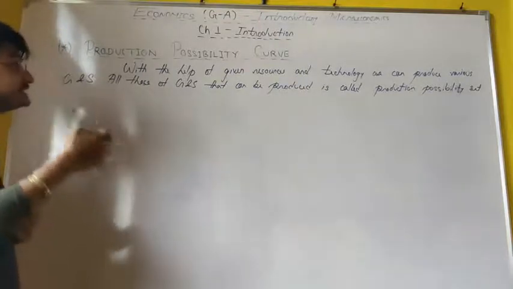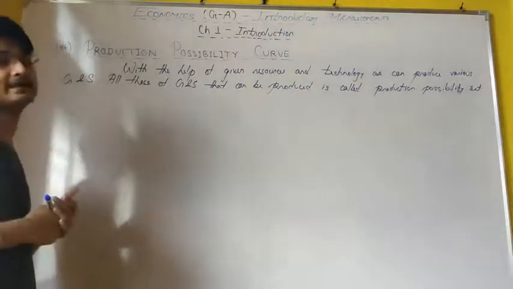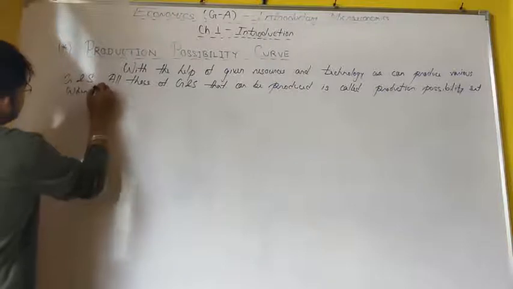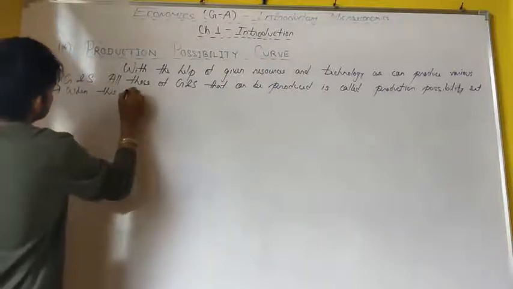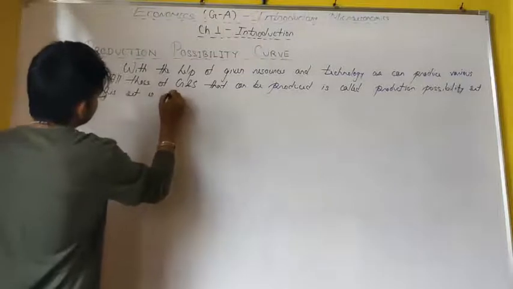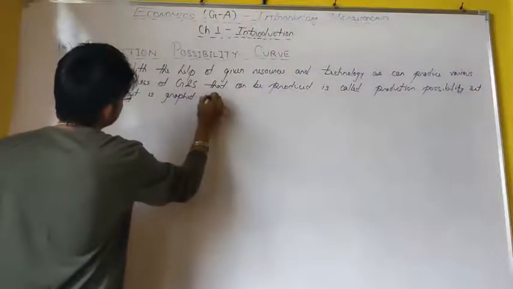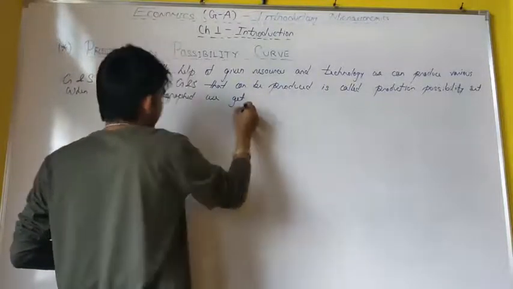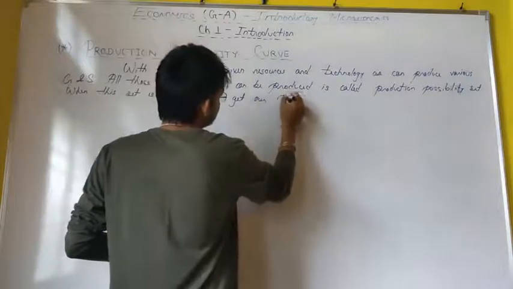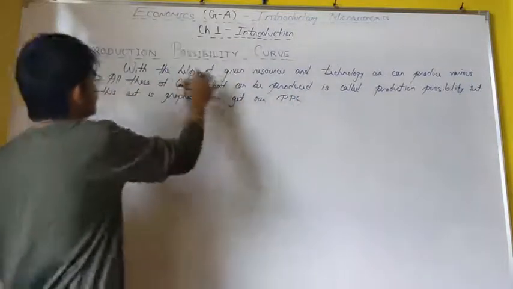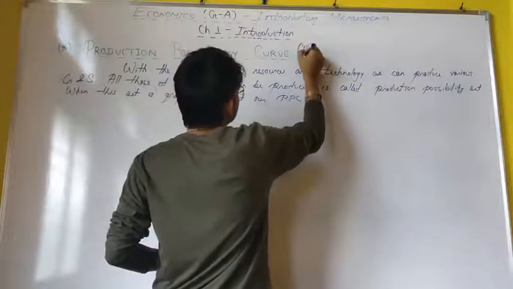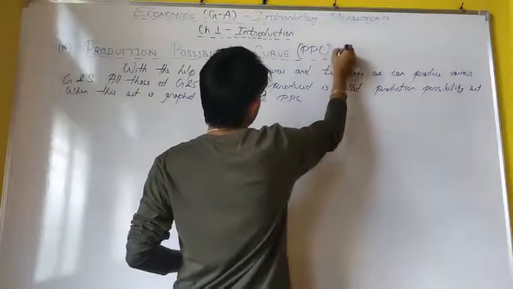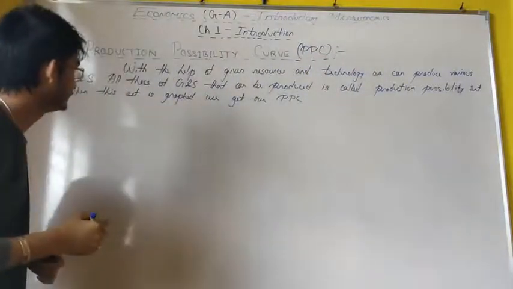And when this set is graphed, we get our PPC. I'm just writing PPC. PPC simply means the production possibility curve. So we will get our PPC.